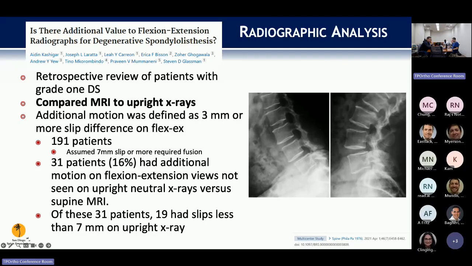Ultimately, they compared patients who had a supine MRI and upright x-rays versus those with flexion-extension views. Out of the 191 patients in the surgical cohort, 31 patients had additional motion, which they defined as 3 millimeters or greater, seen on dynamic flexion-extension views compared to a supine MRI, that would potentially change management. More than half of those patients had less than 7 millimeters of listhesis on their upright x-rays. So you can see how there's pretty significant data that can be elicited from these additional views.